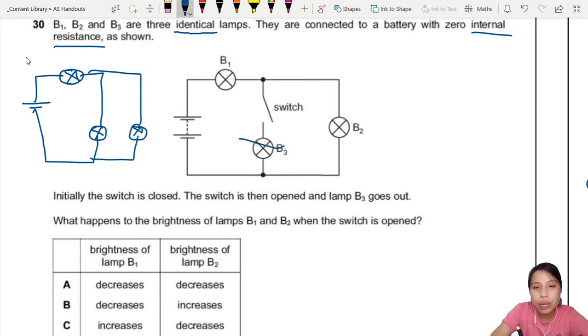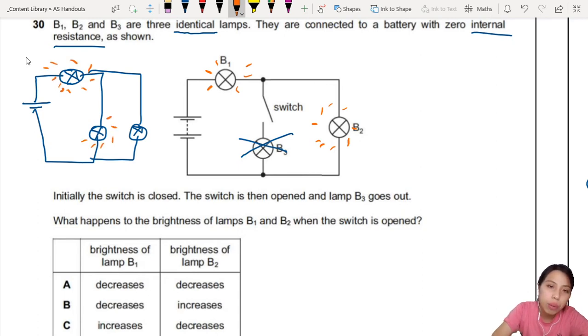Then you open the switch, and this one has no light already. The other one still has light. This one has light, this one has light, this one has light. So what I want you to do now is look through the choices and try to decide what you think will happen to the brightness of these bulbs once you open the switch. Be very careful, think of it step by step, and we'll go through this together. Some very good tips for you to think about brightness in lamps.